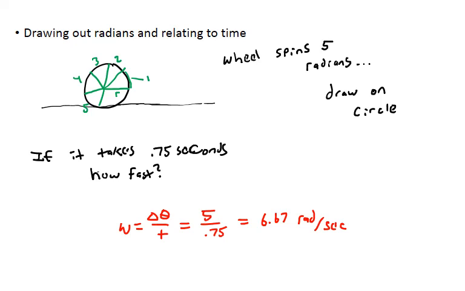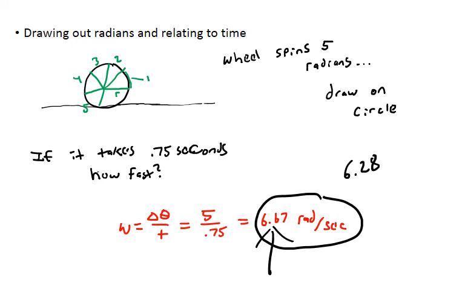All right, so omega is how many radians per second. So theta over time, 5 radians in 0.75 seconds is 6.67 radians every second. So in 1 second, it's going to go greater than a full circle all the way around. Because 6.28 is all the way around, but this is going to go a little bit more than that in 1 second.